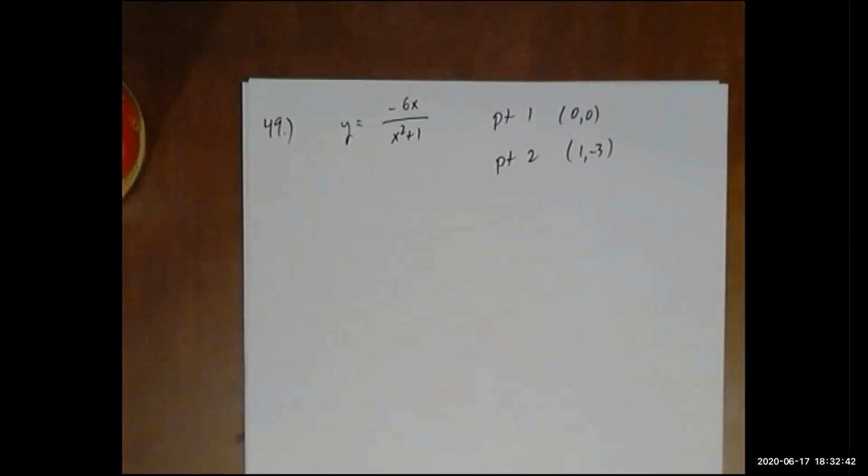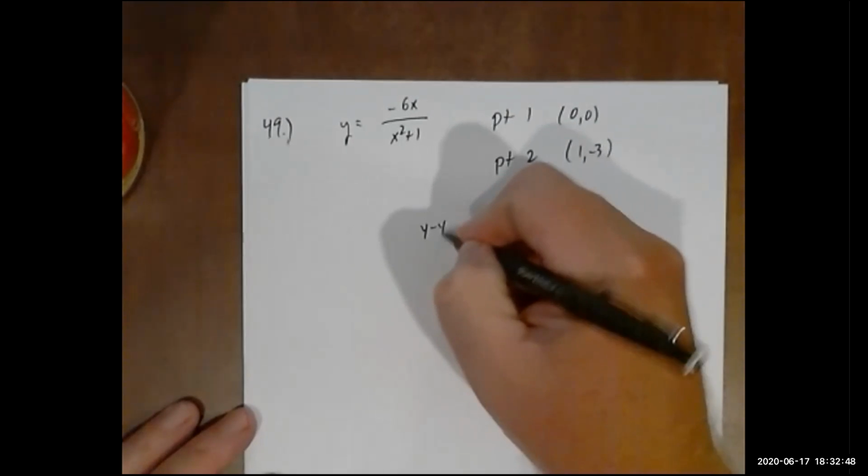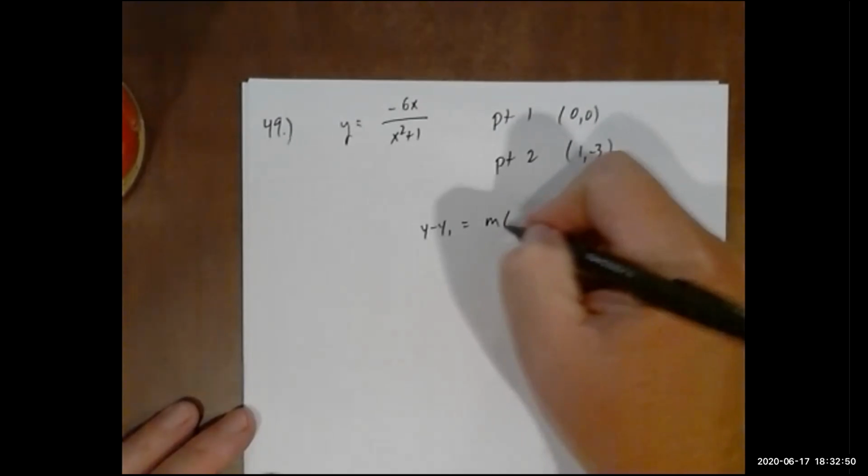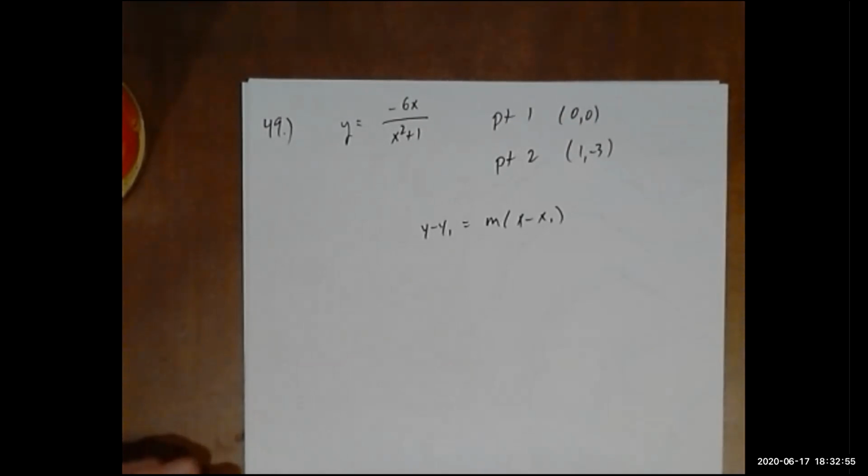So once again, we've done this before. The steps are where you're going to use the point slope equation, where if you have a point on the line and you know the slope of the line, you plug it in there and you can get the equation of the line.